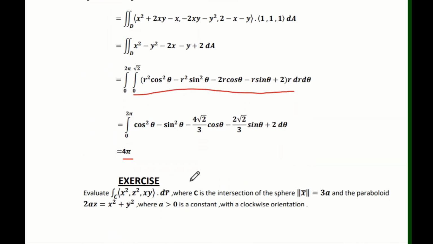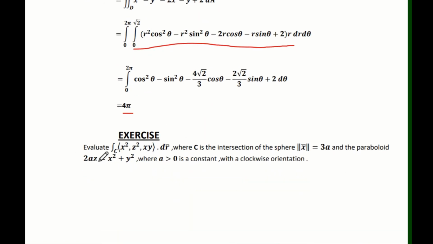Below here I left an exercise if you want to practice a similar question. I'm just going to leave a few hints on how you can go about solving this. Here they say evaluate this where C is the intersection of the sphere, which has radius 3a, and the paraboloid 2az equals x squared plus y squared. a is positive with a clockwise orientation. So remember that you're going to need to account for the clockwise orientation. It means in front of your integral you're going to have a negative.